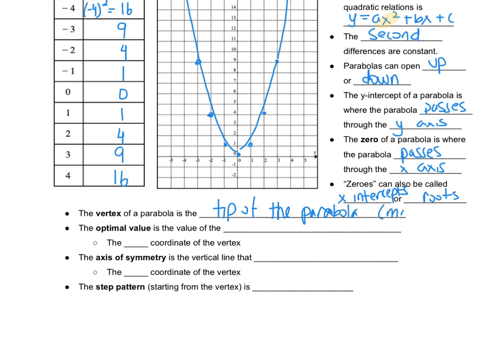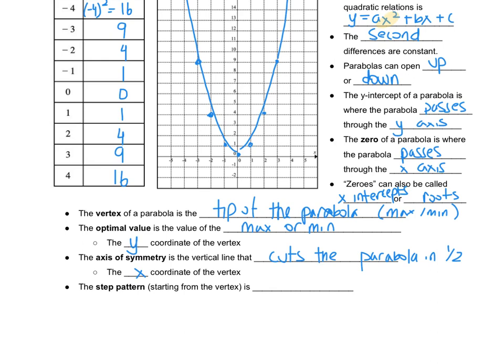So it is that maximum or minimum value, the highest or lowest. Now the optimal value is the value of the max or min, and it represents the y coordinate of the vertex. The axis of symmetry is the vertical line that cuts the parabola in half, and it is the x coordinate of the vertex.